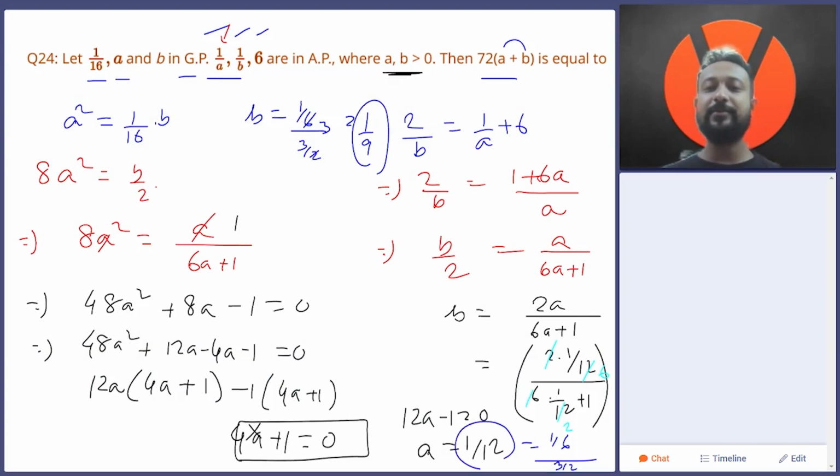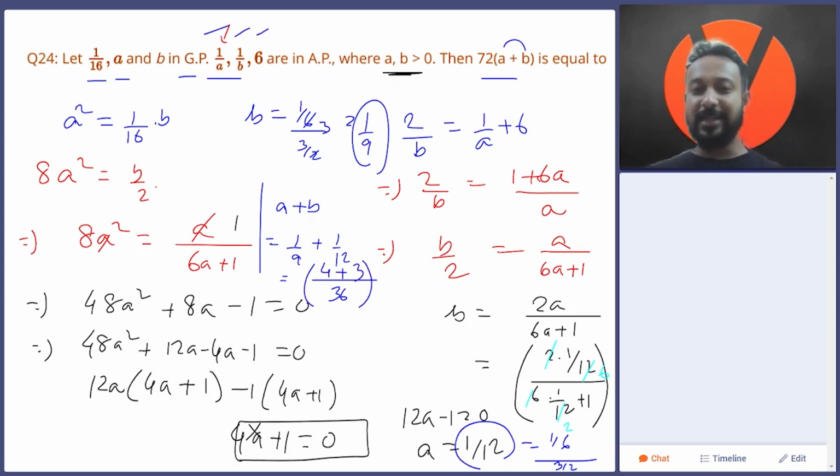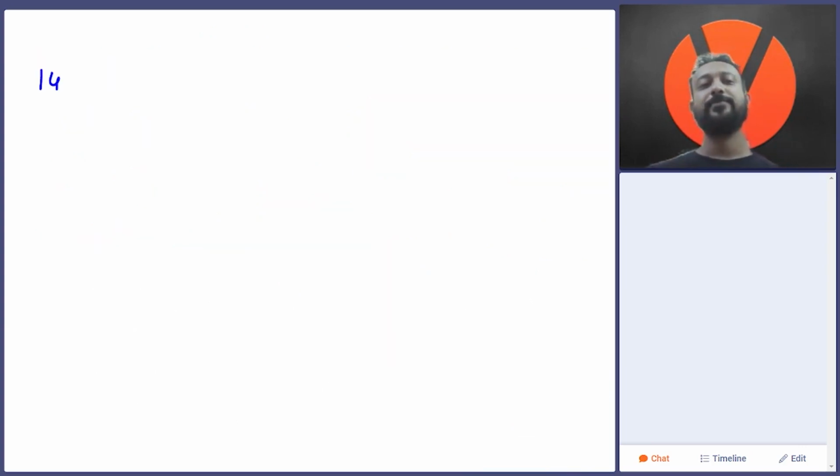A is 1 by 12. So very, very simple. A plus B will be what, sir? Tell me. 1 by 9 plus 1 by 12. 12 and 9 can give you an LCM of 36. So 9 4s are 36, 12 3s are 36. And they're looking for what? 72 times A plus B. So this A plus B into 72, very simple, 36 twice. 4 plus 3 is 7, 7 twos are 14. 14 should be your correct answer.